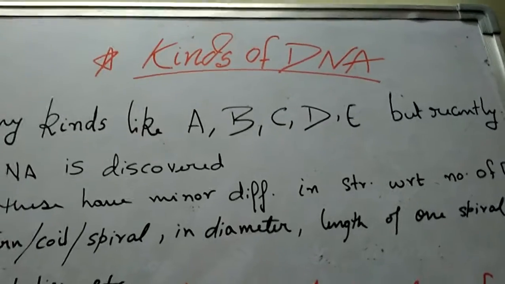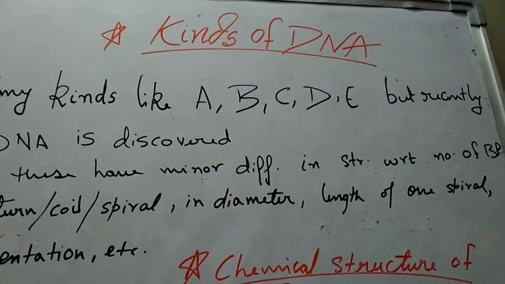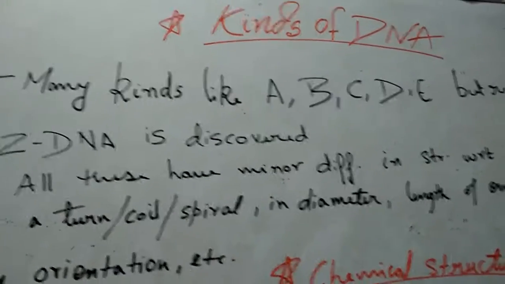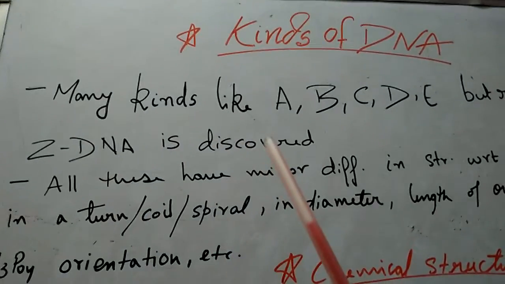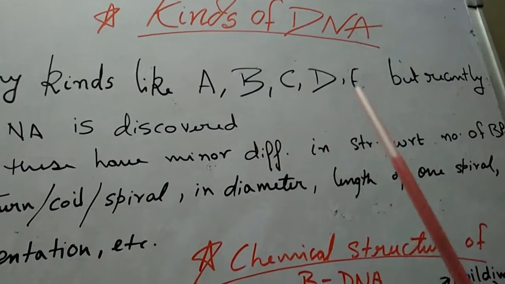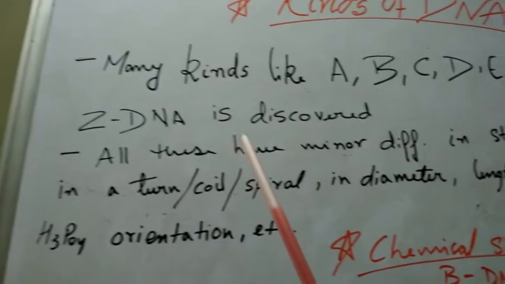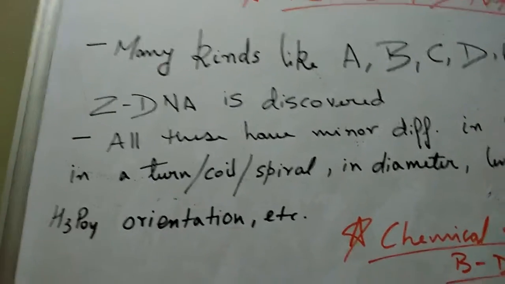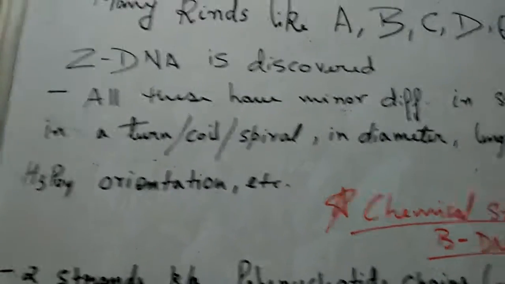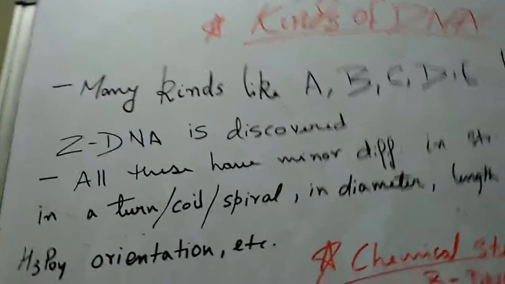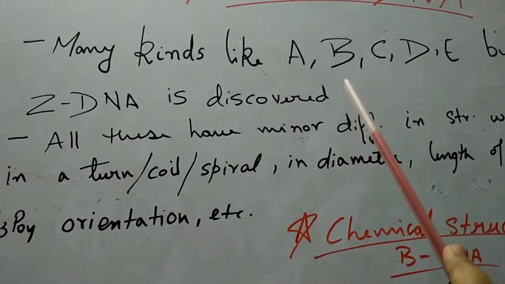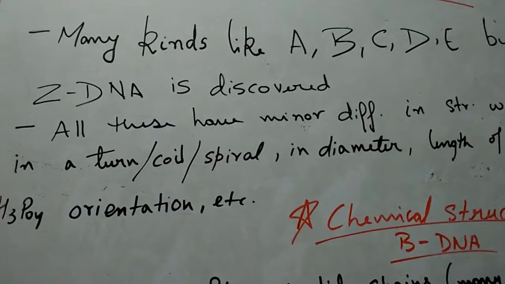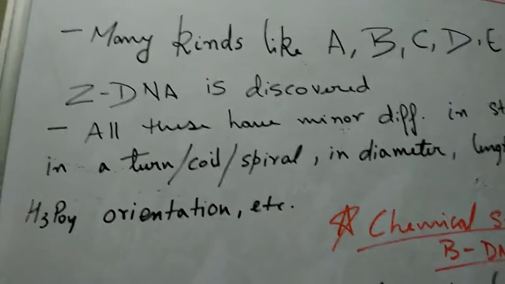I'm starting with DNA, the topic DNA, which is very important. There are many kinds of DNA: A, B, C, D, E, but recently Z-DNA was discovered. Z-DNA is a very recent discovery and it's found in eukaryotic organisms, but B-DNA is the most common type of DNA that we find in almost every plant and every animal, including human beings.